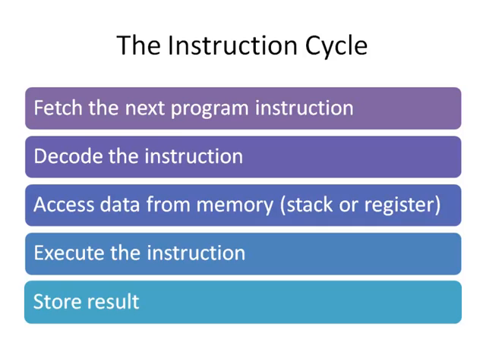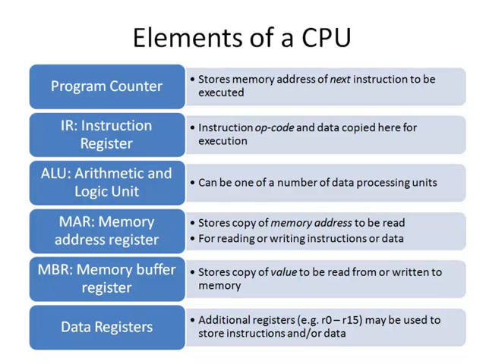Key steps in this process are that the CPU needs to fetch the instruction from memory. It has to decode the instruction. It has to access memory again to access any data it requires. It has to execute the instruction and it has to store the result. Collectively, this is known as the instruction cycle, or sometimes the fetch, execute, decode cycle.